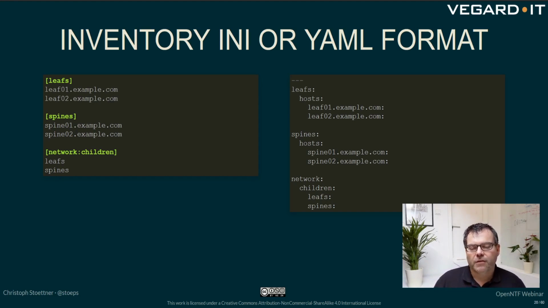And the members of the host group network are all servers from leaves and all servers from spines. On the right side of the slide, you see the YAML format. All other configuration files for Ansible are in YAML, so I prefer it, but for the inventory, I still like the INI format more. You will see a little bit later, maybe when we define variables, INI needs another syntax, but the YAML format for inventory gets complicated very soon.